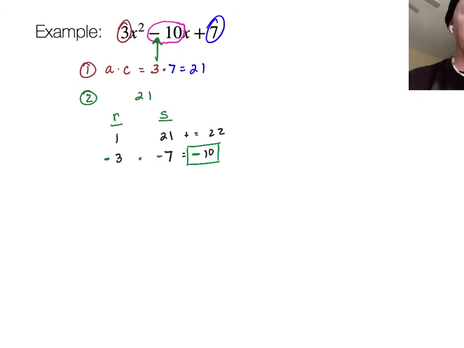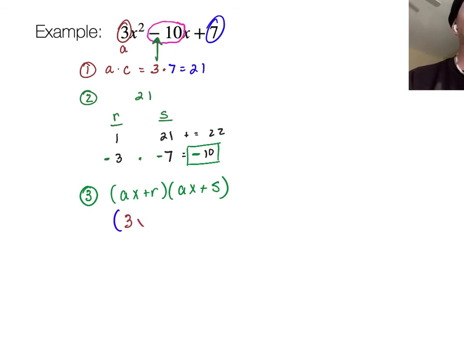Okay, we're ready to write down our factors now. To write down our factors, again, it's going to be ax plus r times ax plus s. So for this problem, a is our 3 up here, the very top, that's our a. 3x plus r is 3x minus 3, and then 3x plus s, and s is negative 7, so 3x minus 7.